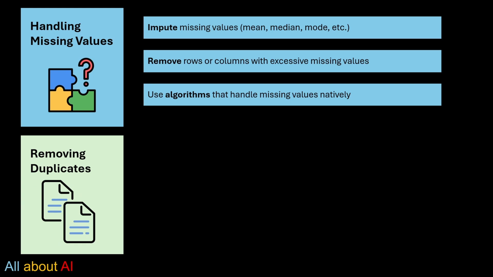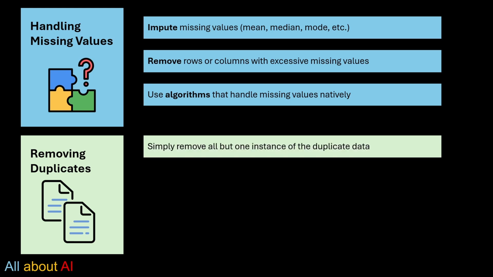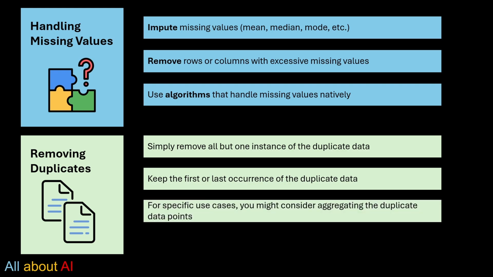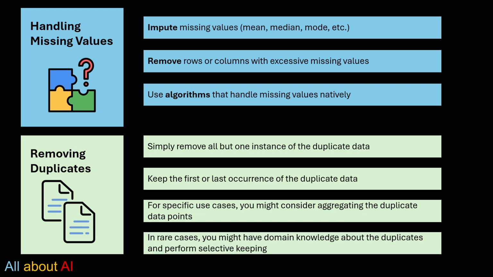Next thing we need to do is remove duplicates. If there are any duplicates, we need to handle them. One way is to simply remove all but one instance of the duplicate data. The question is which one we should retain. Most of the time it could be the first one or the last one among the duplicates. For specific cases, one might have to aggregate the duplicate data points. In very rare cases, domain knowledge is used to keep specific duplicate data.